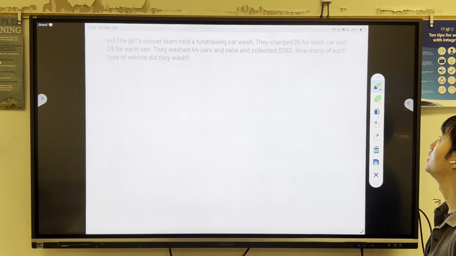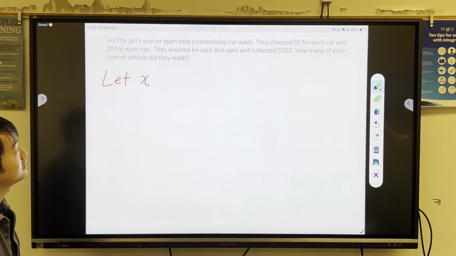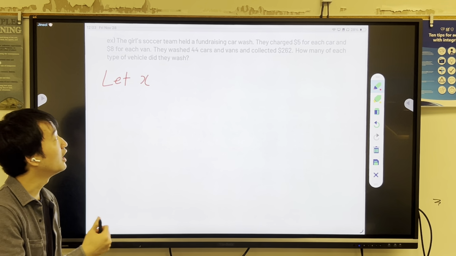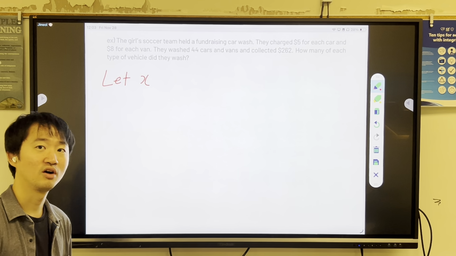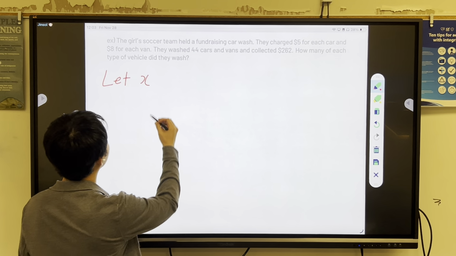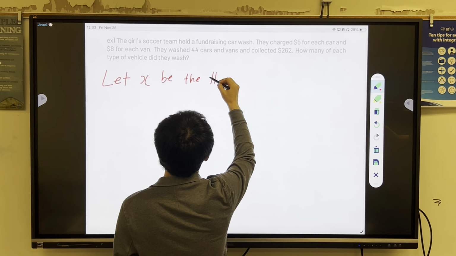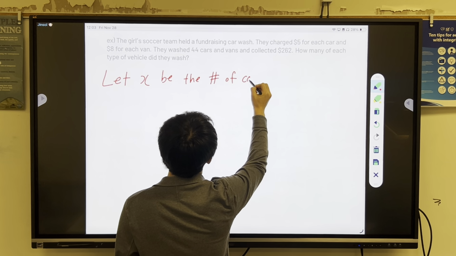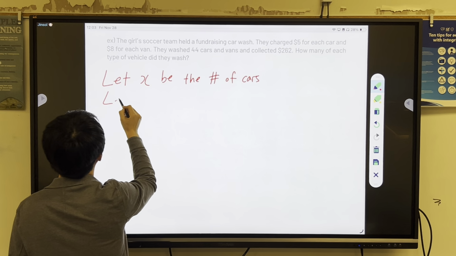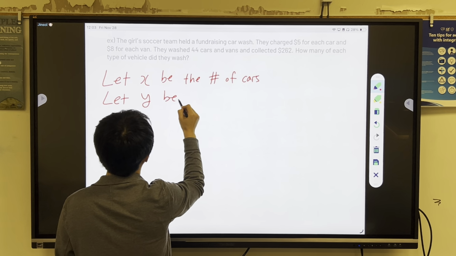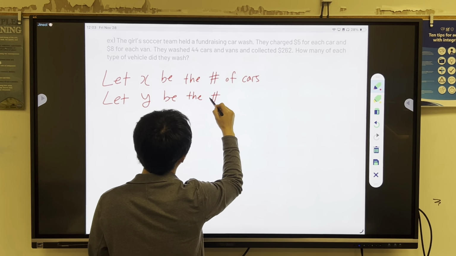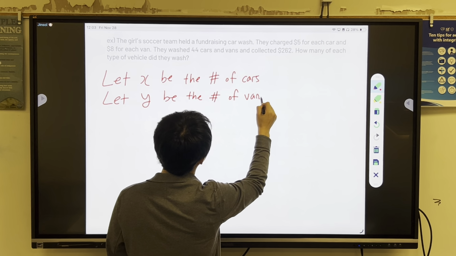Well, the same thing, I'm going to start by identifying the variables and declaring them. We look at the last sentence: how many of each type of vehicle did they wash? So the question is asking, how many cars did I wash? How many vans did I wash? So I'm going to say let x be the number of cars, and let y be the number of vans.